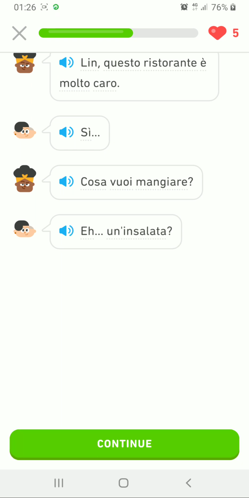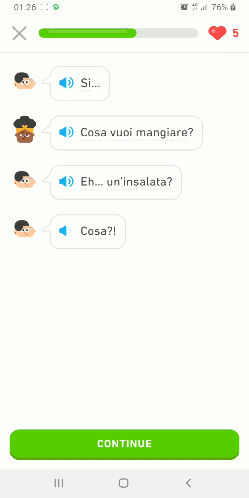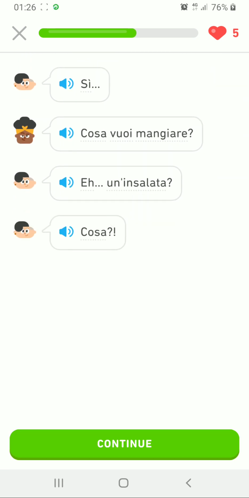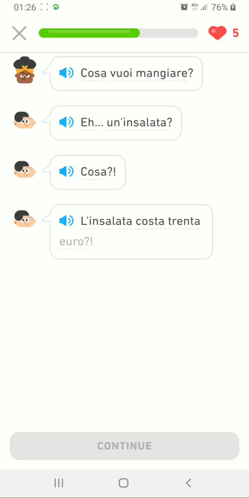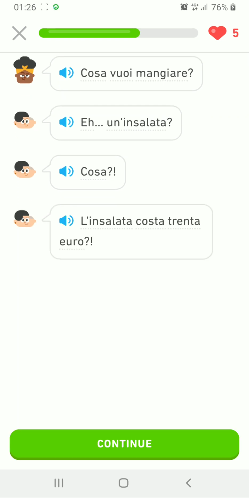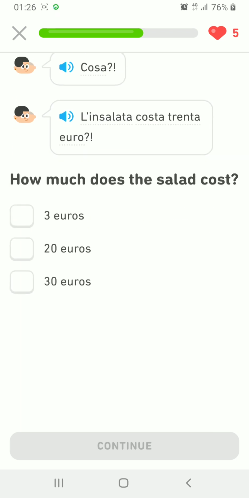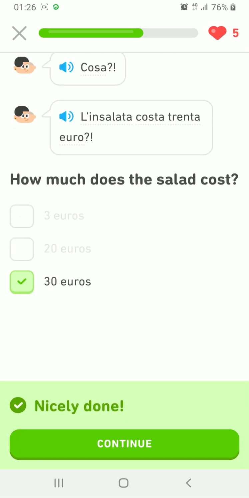Un'insalata? So, un'insalata. Insalata, it's a salad. Cosa, what? So, you want to eat a salad? L'insalata costa 30 euro. L'insalata costa 30 euro. So 30 euros. Costa, it's costs. So the salad costs 30 euros. How much does the salad cost?